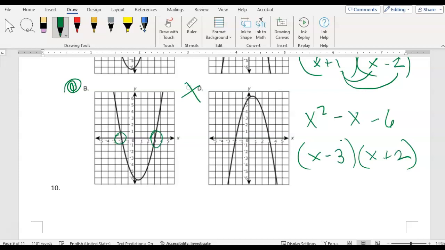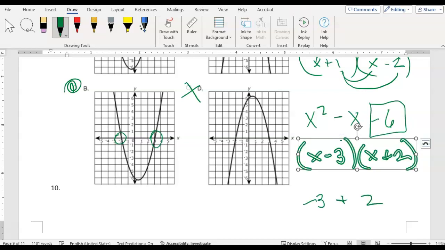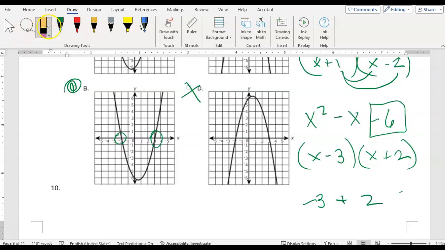And I can know this because negative 6 has several factors, negative 3 and 2, or negative 2 and 3. It has several factors that we can use, but we need it to add up to equal negative 1x. So a negative 3 and a positive 2 will give us a negative 1. And so that's how I'm able to reason through what that might be.